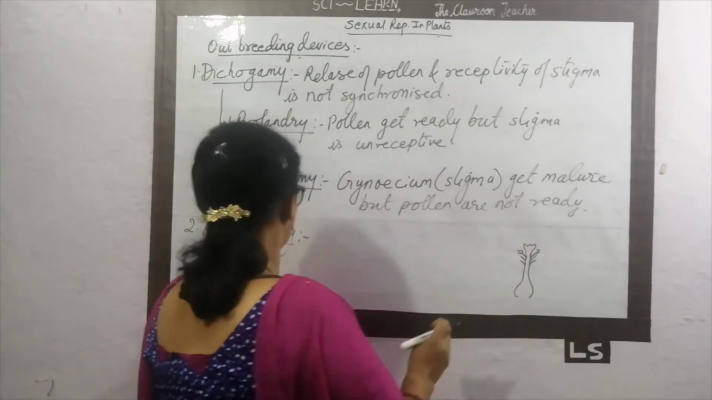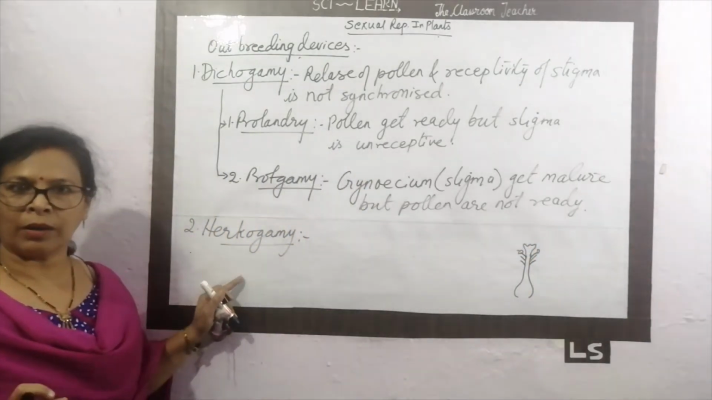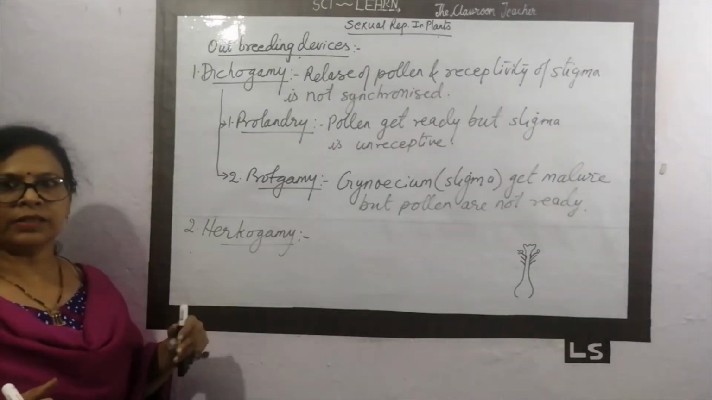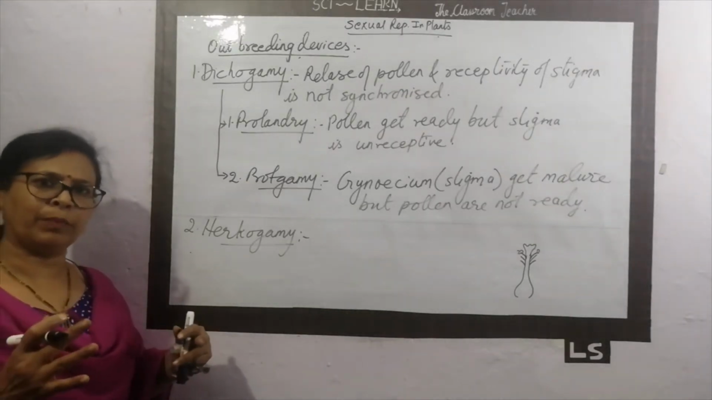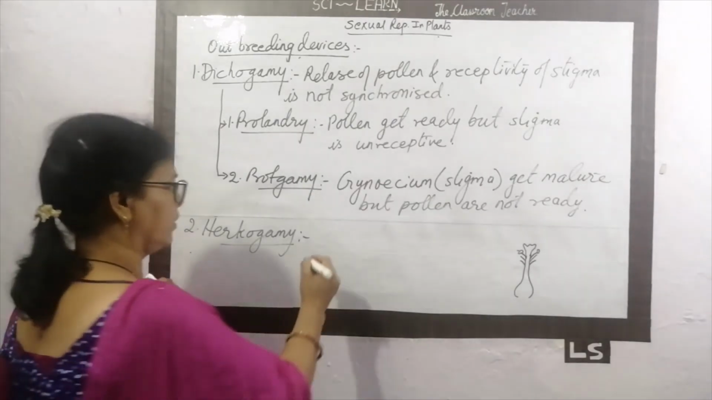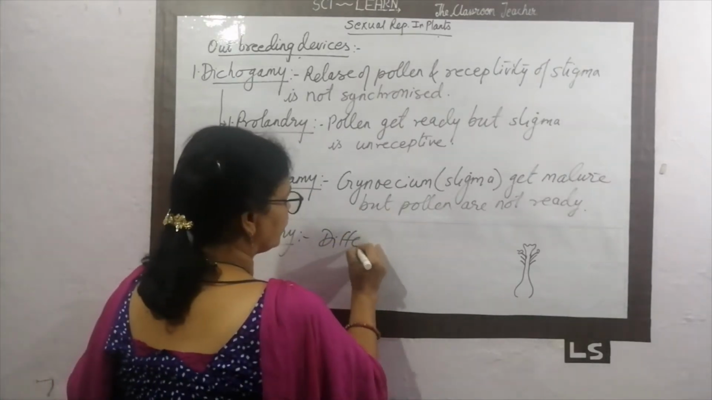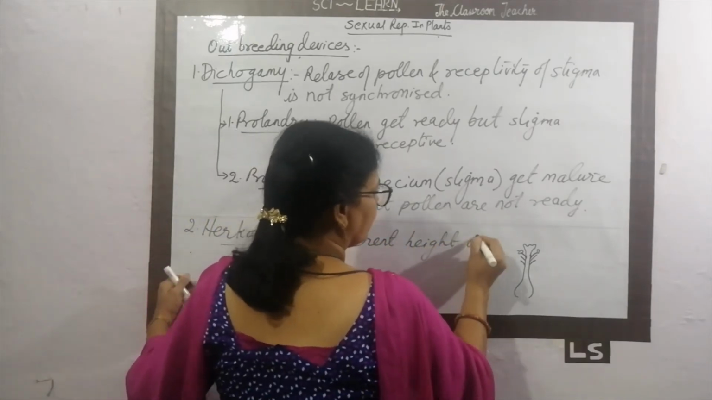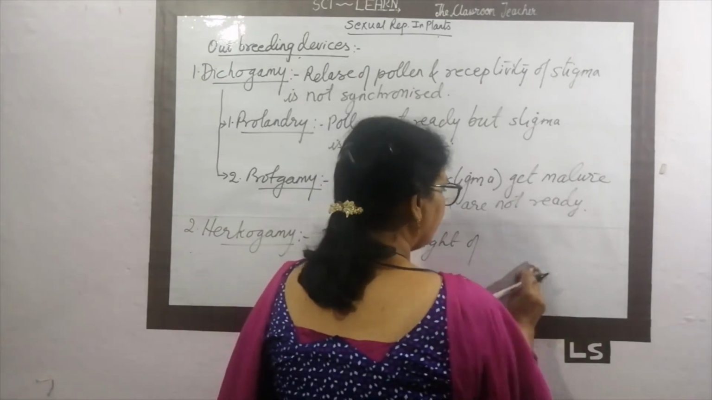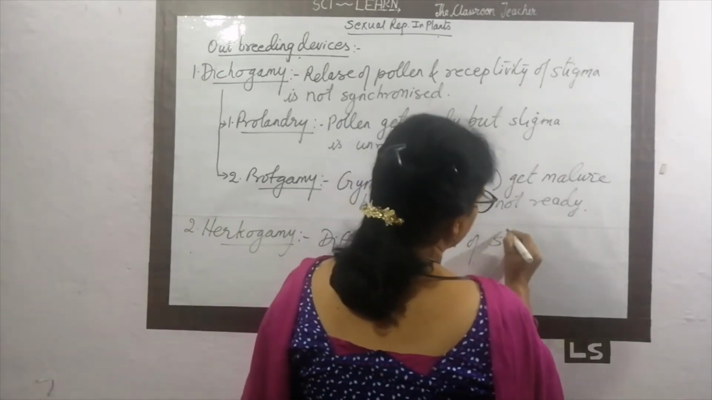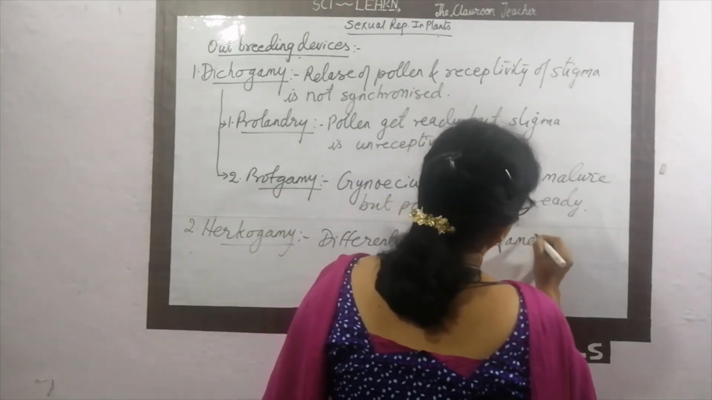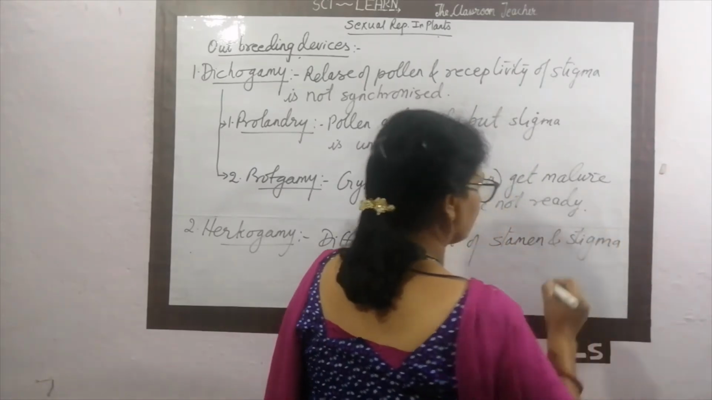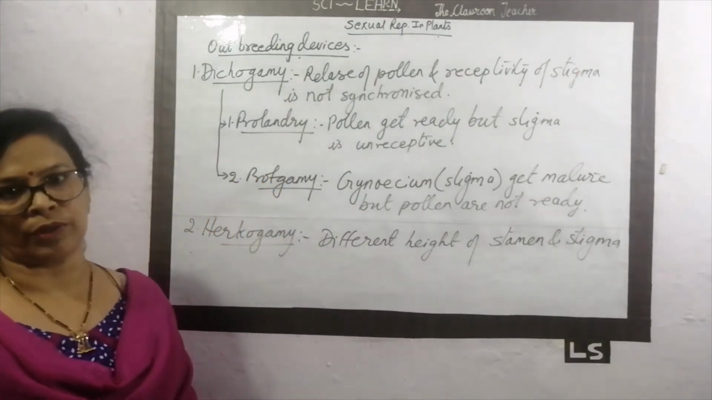So what is herkogamy? It means the male and female parts of the flower are at different heights, that is, the stamen and stigma. If this arises, then self-pollination is prohibited.